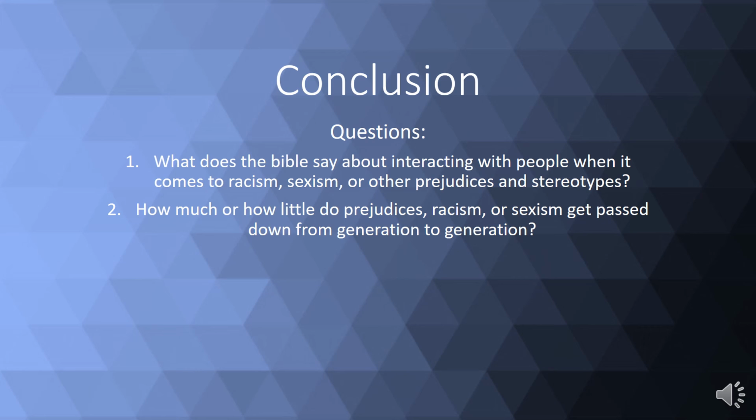The Bible talks about heaven as being a collection of all people groups and from all nations. All people will benefit from learning about these topics from this week's reading, but I believe that church has the most to learn. So I pose these two questions to the group. First, what does the Bible say about interacting with people when it comes to racism, sexism, or other prejudice and stereotypes? Second, how much or how little do prejudices, racism, or sexism get passed down from generation to generation?